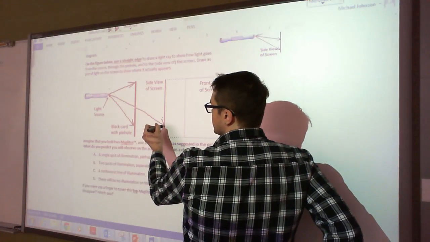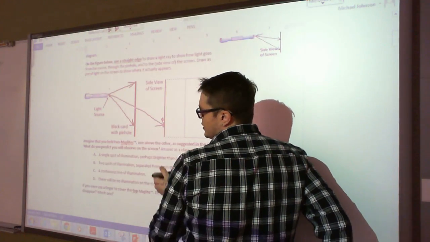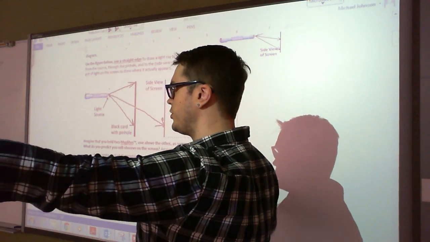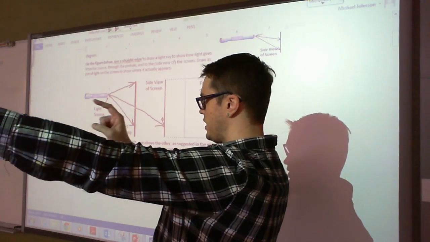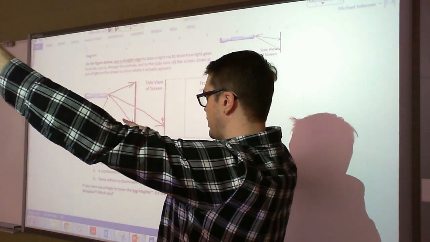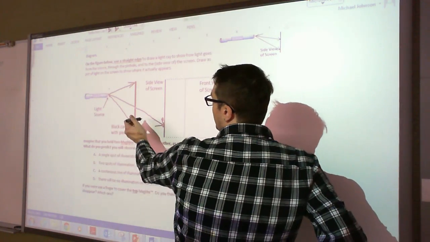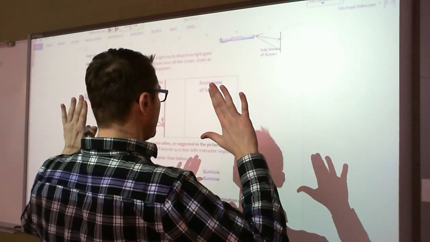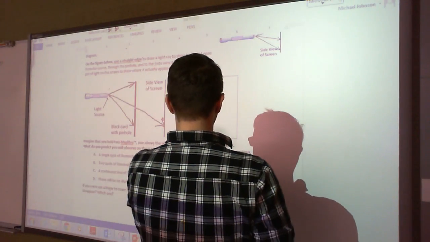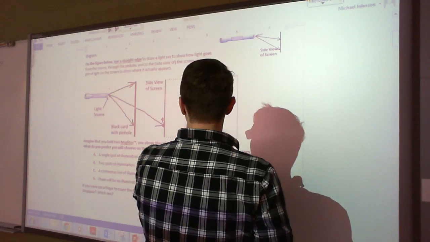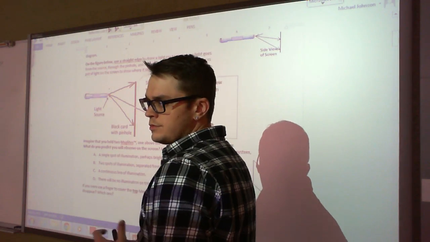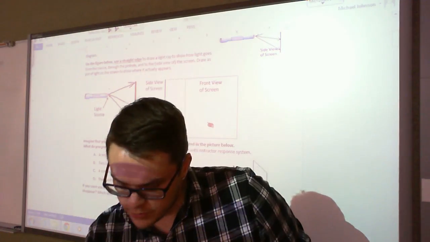So then here, this is the side view of what's happening. So this would be looking at the light shining towards the screen like this, and we see the pinhole and it travels through the pinhole and hits the screen. And then this is the front view looking at what we saw in the video. There'll be a little spot here.